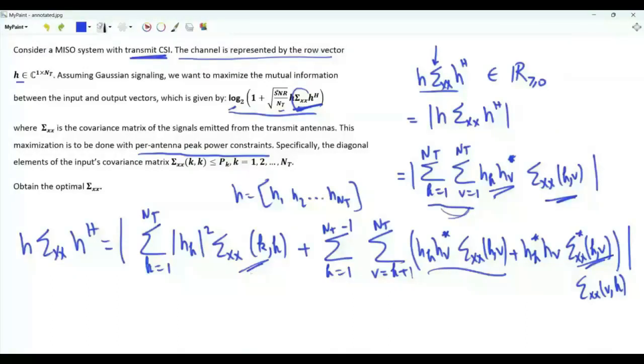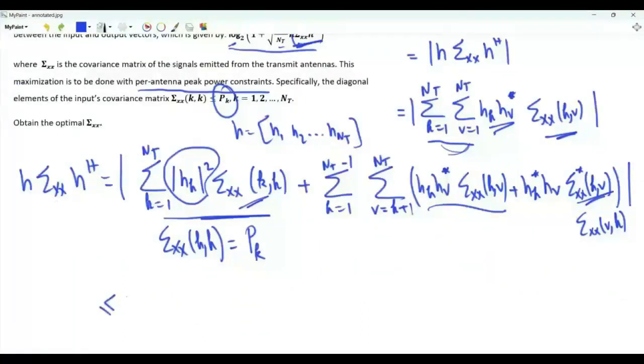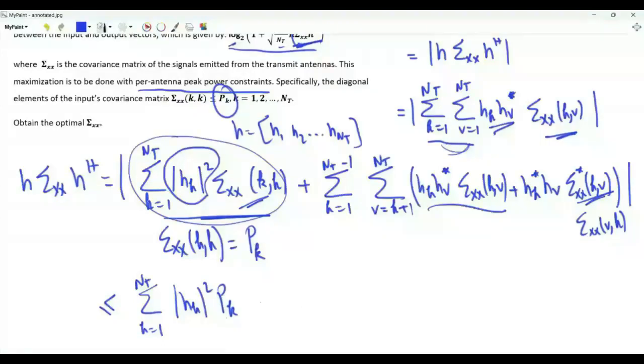The main diagonal elements of the transmit covariance matrix are multiplied by those non-negative numbers known to the transmitter. To maximize this part, we set sigma XX of K and K equal to the maximum possible value PK. By the triangle inequality, the quadratic form is less than or equal to the magnitude of this part, which is summation K from 1 to NT, magnitude HK squared PK, plus the magnitude of this part.